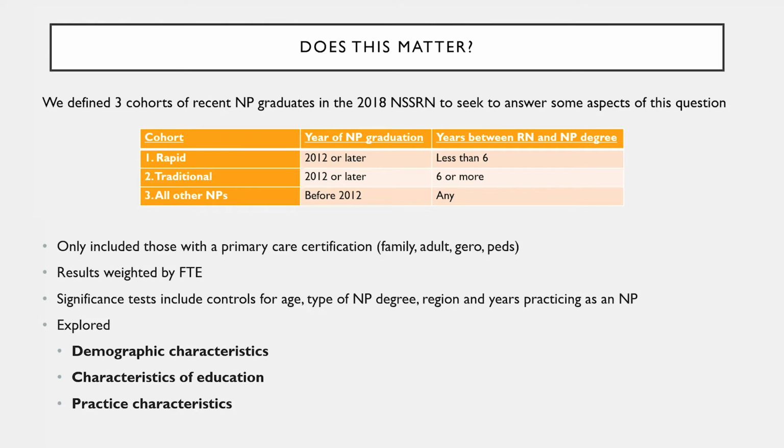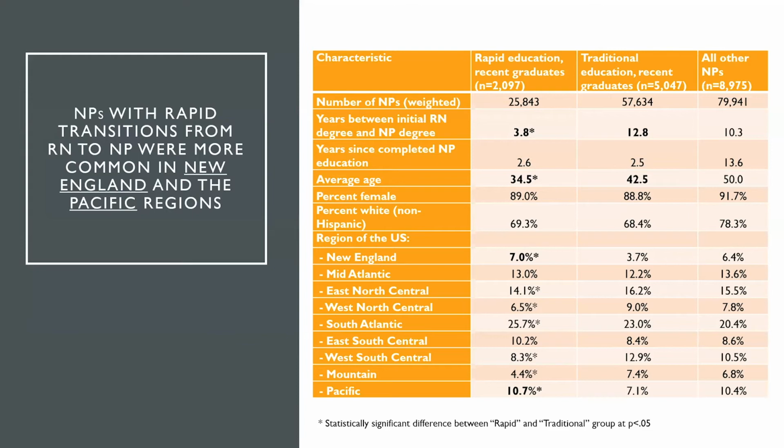And just some details of the next tables that I'm going to show. We only included those with the primary care certification to kind of keep it apples to apples. We weighted results by full-time equivalents, and in the significance tests that I'll show, we controlled for age, type of degree, whether it's a master's or a doctorate, region, and years since you've been an NP. And so the results are just the next 3 tables. We'll explore demographic differences, educational differences, and practice differences. And just to note, we'd love to know things like quality and outcomes, but we don't have that data available right now. So here's the first result table with just some of the basic demographics of these folks.